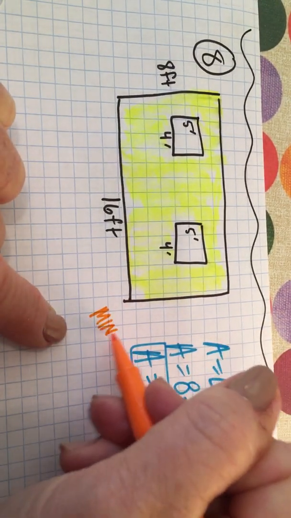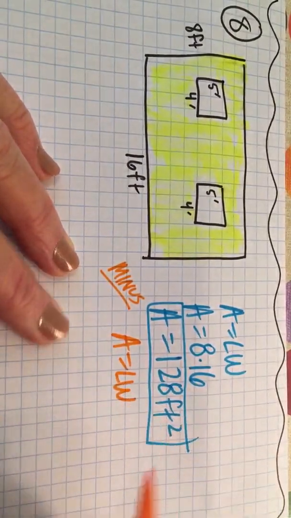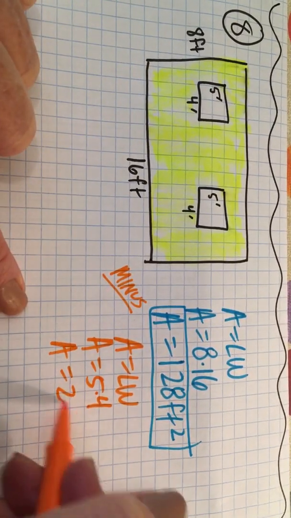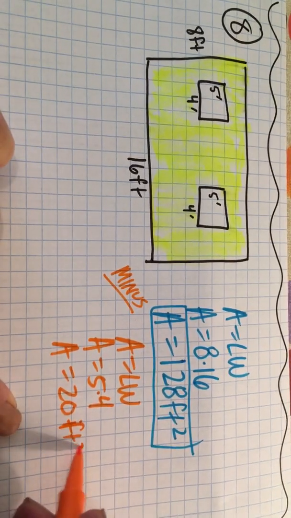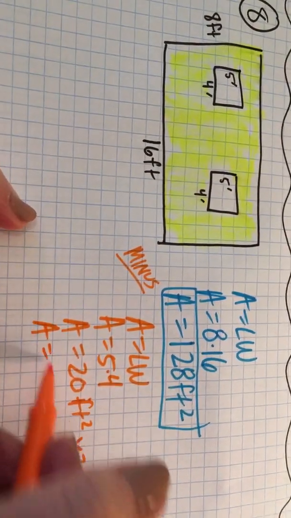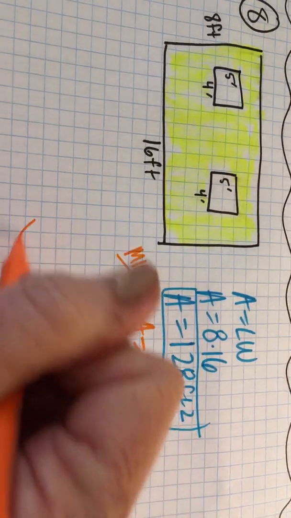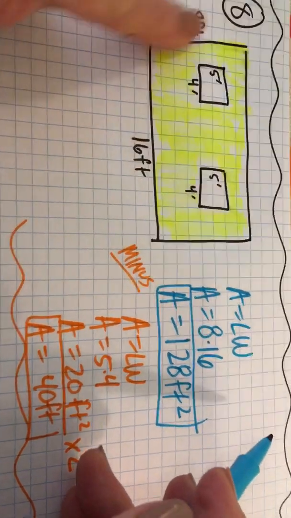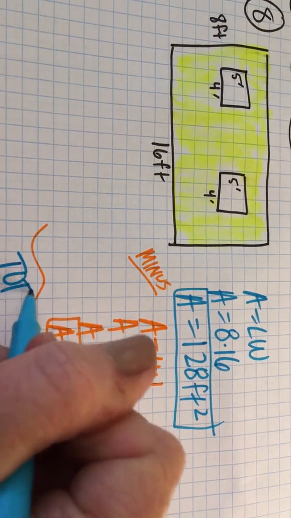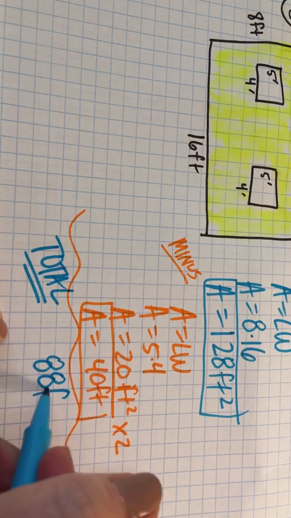Minus area equals length times width. Area equals 5 times 4. Area equals 20 square feet, not inches. But let's do times 2 because there's 2 windows and they're the same size. So area equals 40 square feet. So we have to take the whole thing, subtract those 2 windows. So total is 128 minus 40 is 88 square feet.